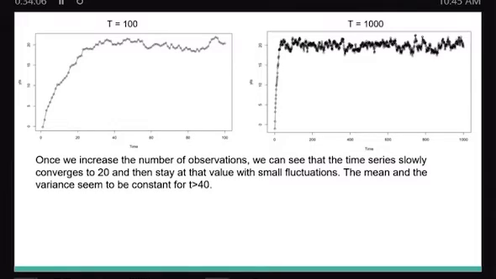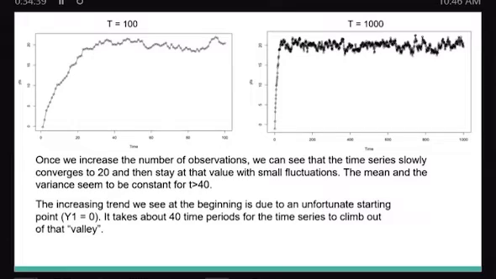So this is it. Depending on the number of observations that you're considering in time, it could be stable or not. And don't be misled. Even though you are simulating from a model where there's no violation, where you've put into consideration the constant variance and the constant mean, if you are working with a small sample, the plot could mislead you. The increasing trend we see at the beginning is due to an unfortunate starting point, because we start from zero. It takes about 40 time periods for the time series to climb out of that valley and converge to a particular point with small fluctuations.